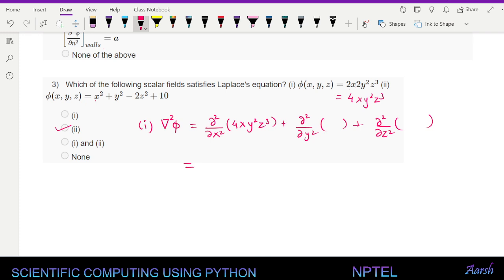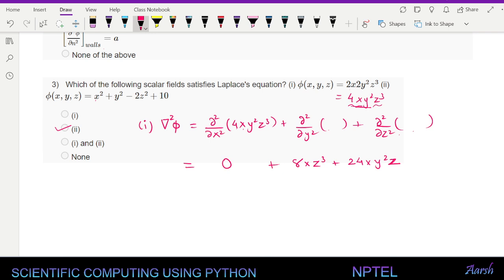With respect to x, when we differentiate once, we get 4 times y square z cube. That does not depend on x, so we get 0. For this one, we can treat the rest of the x and z as constant, and the second derivative of y square would be 2y and then just 2. So this will become 8 times x z cube. And for the third one, we can consider this to be constant, only z cube is to be differentiated. So that gives 3z square and then 6z. So that becomes 24 x y square z.